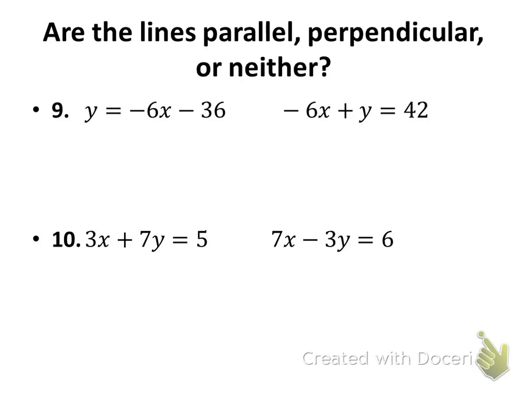So the next problem is, are the lines parallel, perpendicular, or neither? Well, in order to know if the lines are parallel, perpendicular, or neither, I've got to know what parallel lines have, what perpendicular lines have, and what makes them that way, okay? So what do we know about parallel lines? Same slope. They have the same slope. Write that down. I'm going to write it right here. Parallel means same slope.